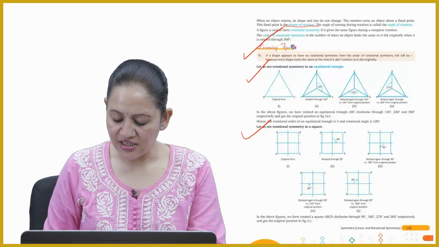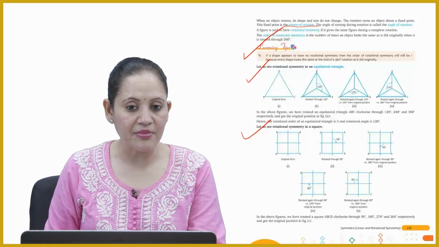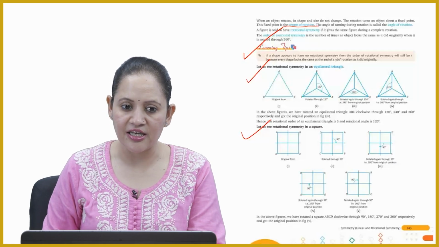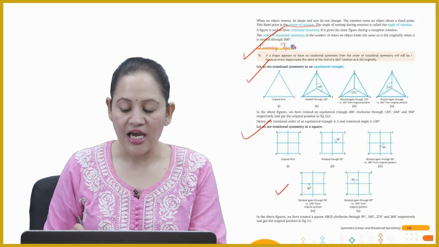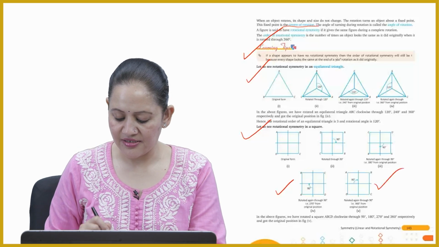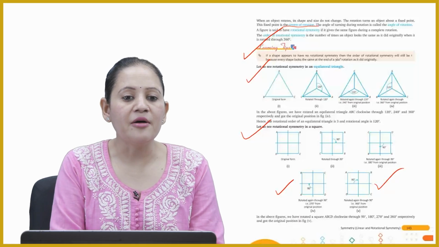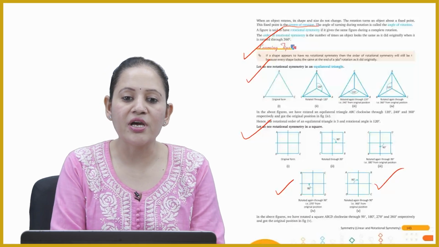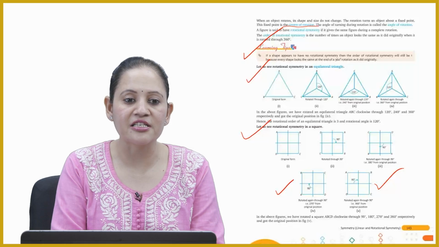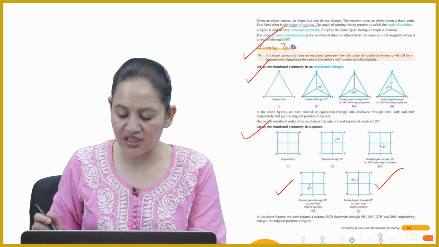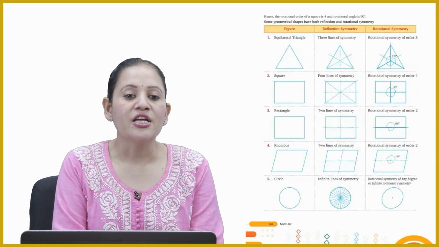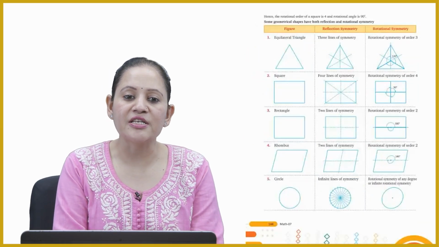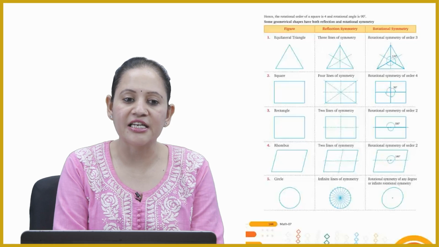So you can see the change in point. Now A point comes here, B here, C here and D here. This is 270 degree and this is 360 degree. In the above figure, we have rotated the square ABCD clockwise 90 degree, 180 degree, 270 and 360 degree respectively to get the original position in figure 5. Hence, the rotation order of the square is 4 and the rotational angle is 90 degree.